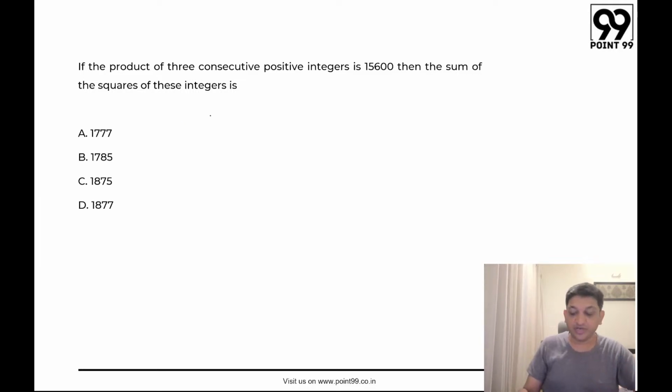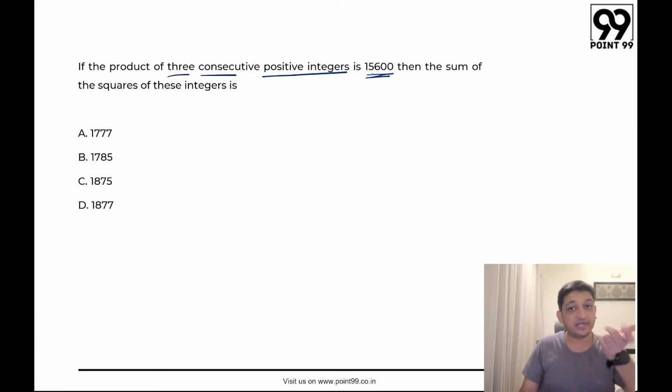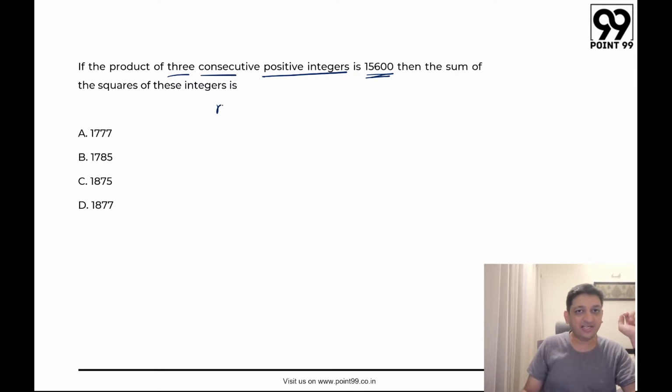Alright, yeah, let's look at this question. The product of 3 consecutive positive integers is 15,600. तो consecutive होने चाहिए, then the sum of the squares of these integers is what? Now one way of doing this is you can say let one integer be n minus 1, let one integer be n, and let one integer be n plus 1, और ये तीनों का प्रोडक्ट मिलके बनेगा 15,600.